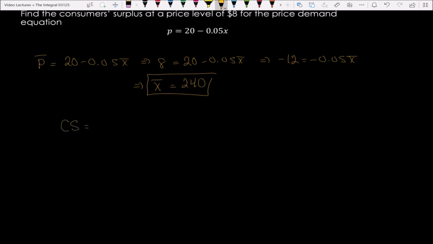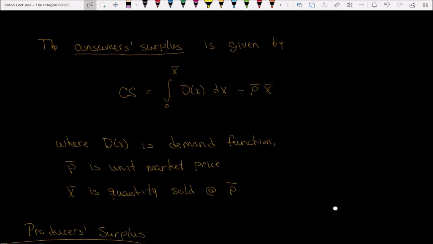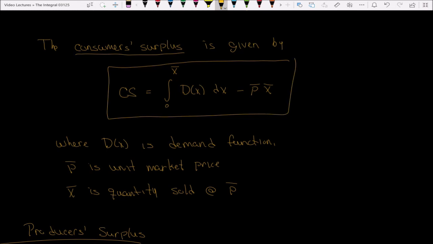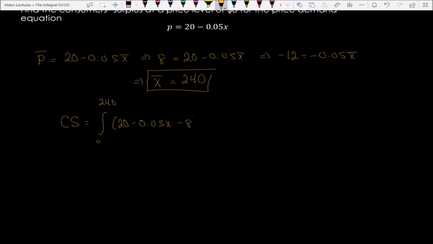Consumer surplus is then the integral from 0 to 240 of 20 minus 0.05x. Now, if we look back at the consumer surplus right here, another way we could write this is the integral from 0 to X bar of d of x minus P bar dx. And that is what we're going to use down here. Minus P bar dx. So then we're going to have the integral from 0 to 240 of 12 minus 0.05x dx.